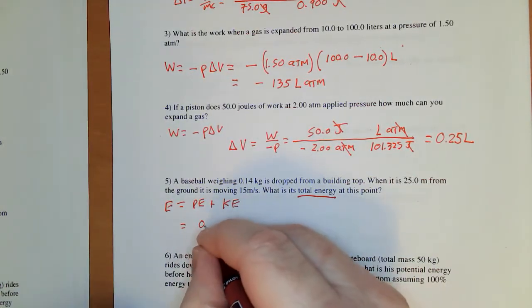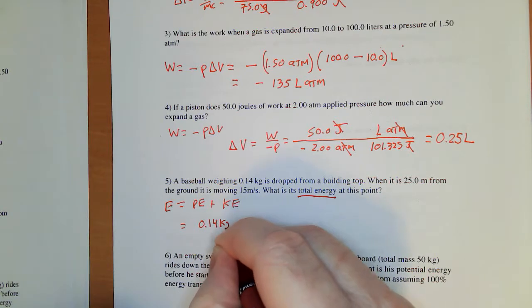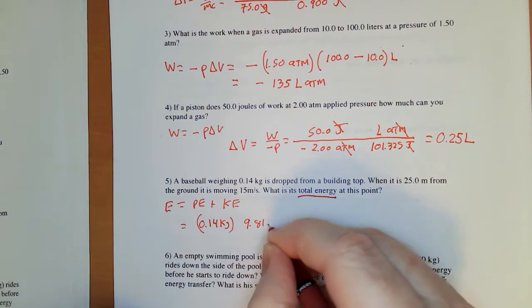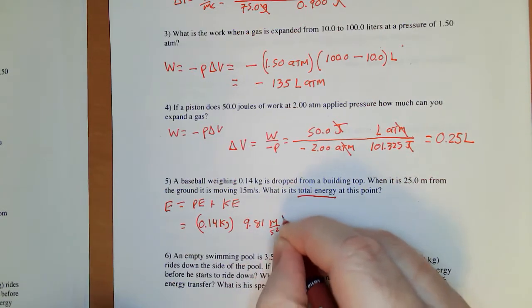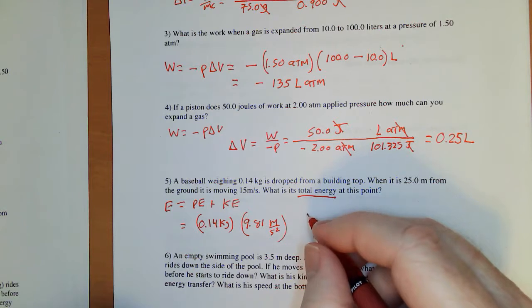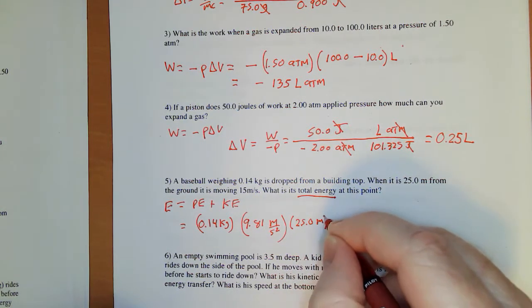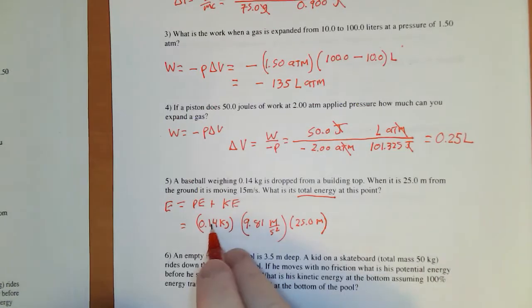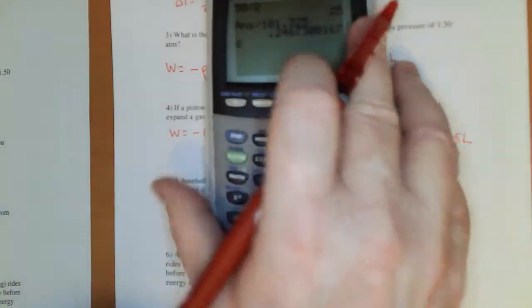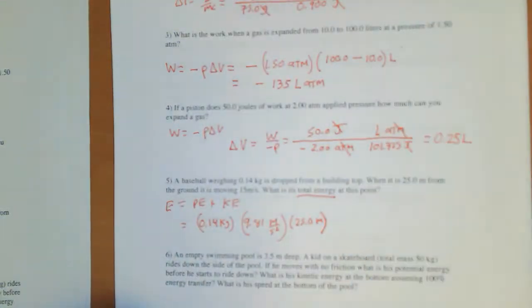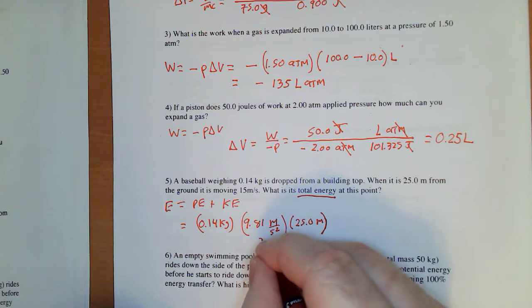Now its potential energy, what's that going to be? That's going to be 0.14 kilograms times the acceleration due to gravity, 9.81 meters per second squared, times its height from the ground, which is 25.0 meters. Now, boom, boom, boom, 0.14 times 9.81 times 25, and that is rounding off to be basically 35 joules.